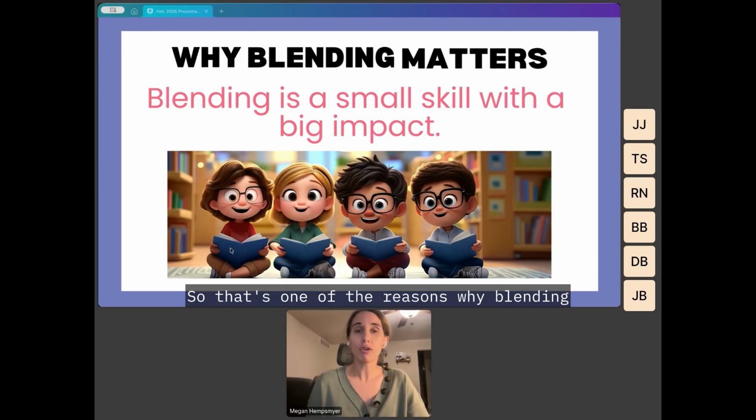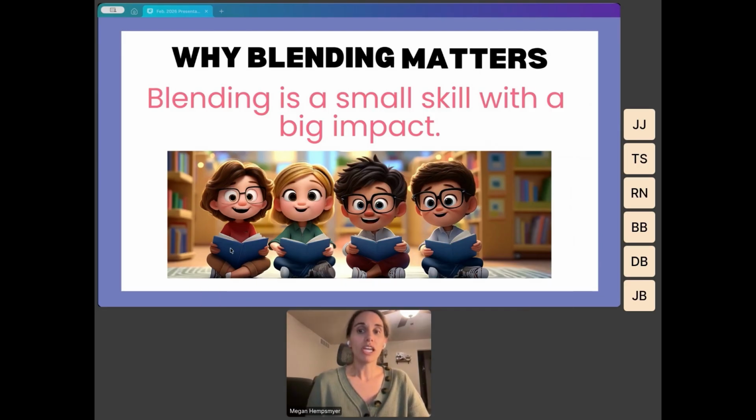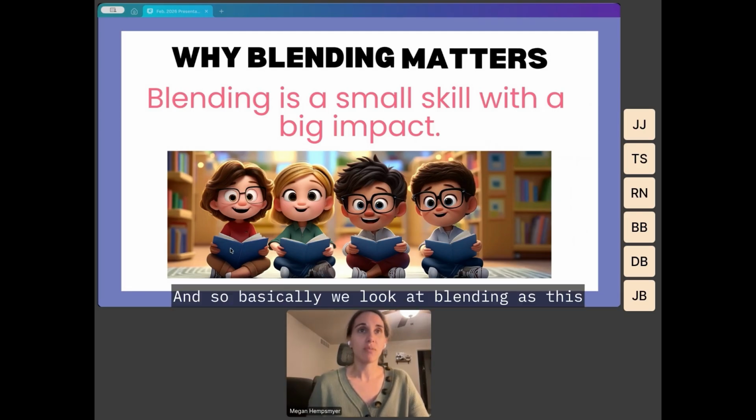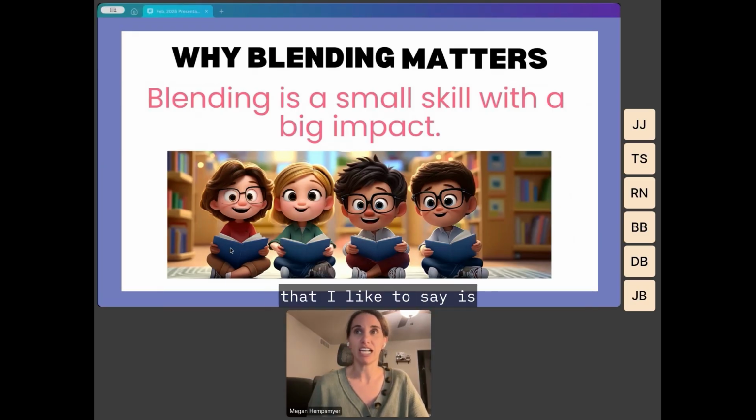So many students can say sounds, but sometimes they can't put the sounds together. So that's one of the reasons why blending is a really important skill. Weak blending can slow down your students' decoding and fluency. Basically, we look at blending as this bridge between phonemic awareness and reading.